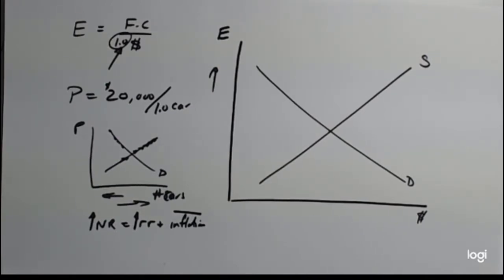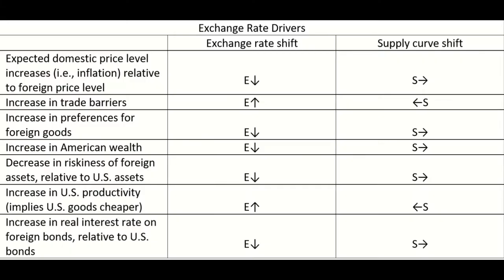It's very intuitive. So while the list itself may not be intuitive, once you hear a particular item, it should be intuitive. For example, if the inflation rate goes up in this country relative to another country, the value of our currency is depreciating domestically, and it's also depreciating from a foreign currency perspective. So here we have a nice summary of the exchange rate drivers focusing on supply shifts.